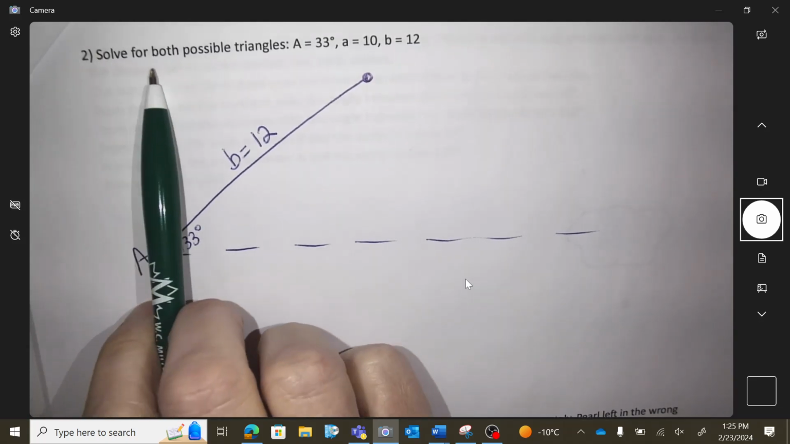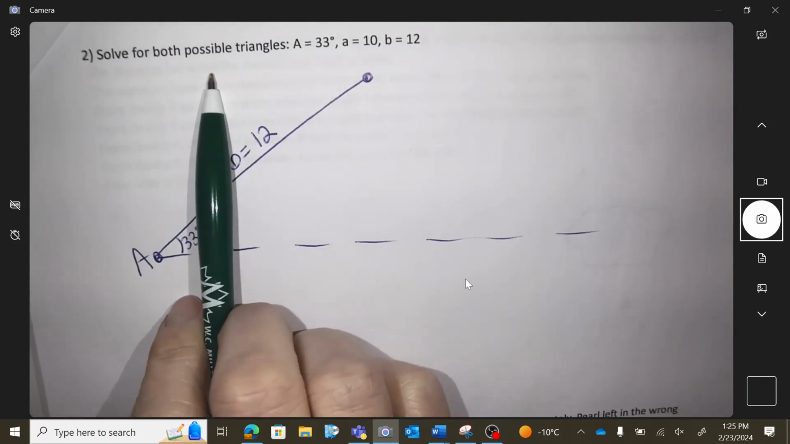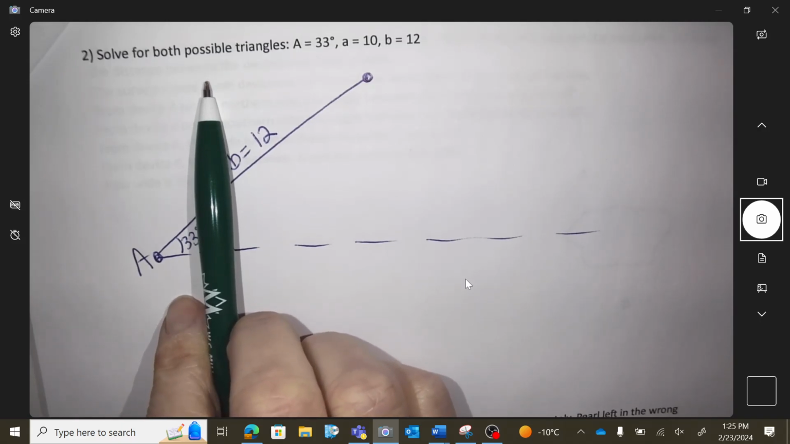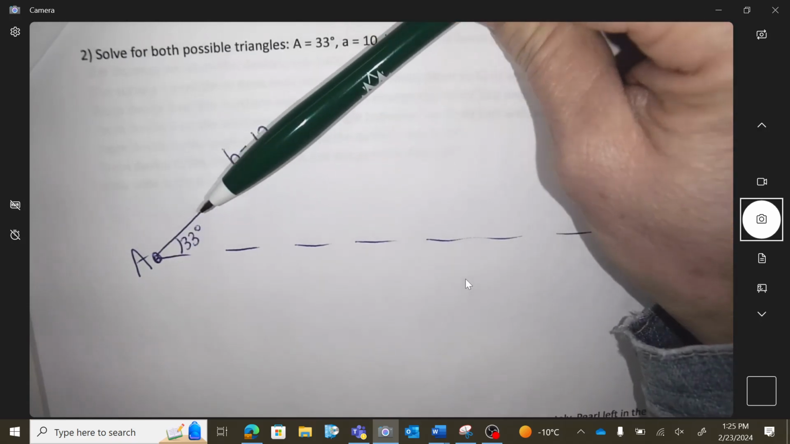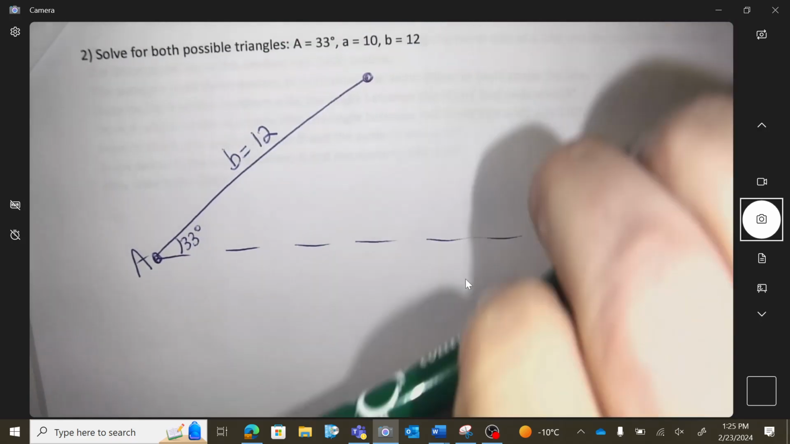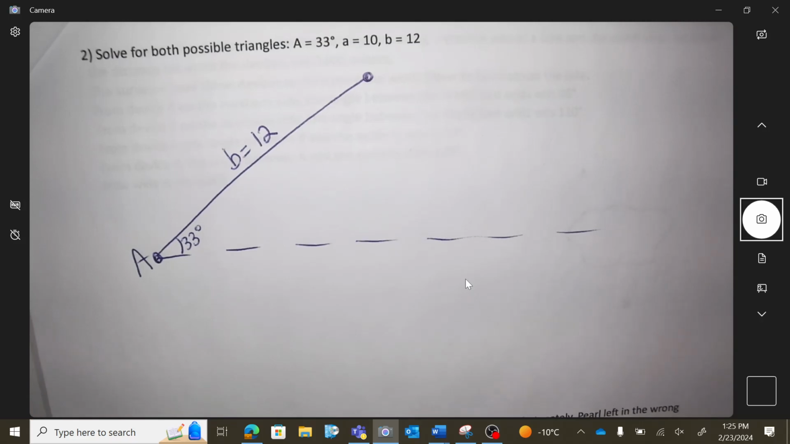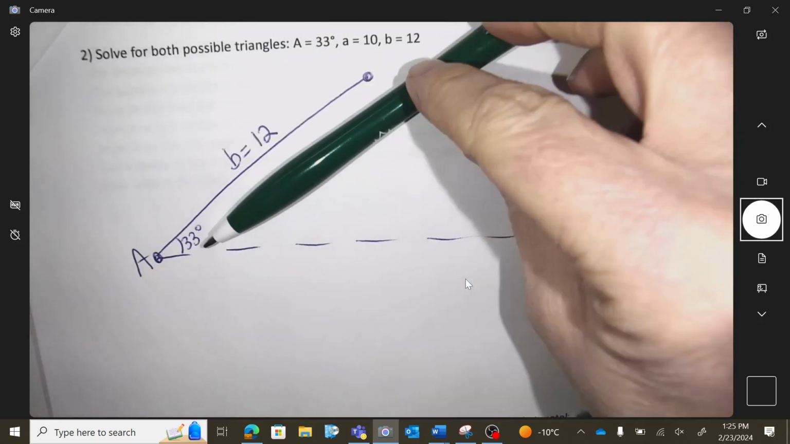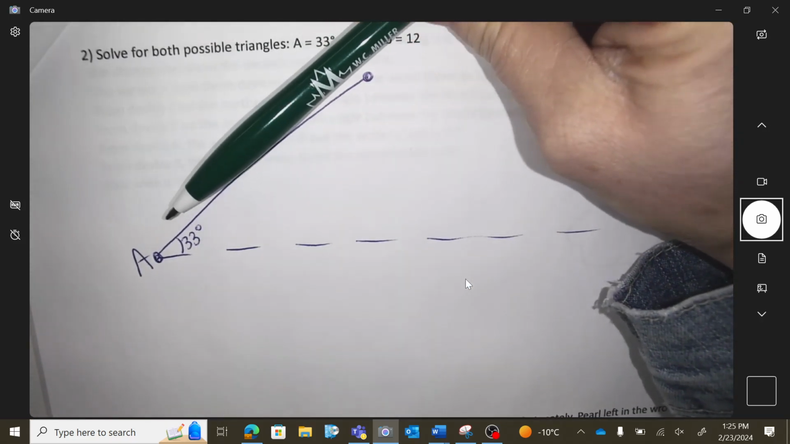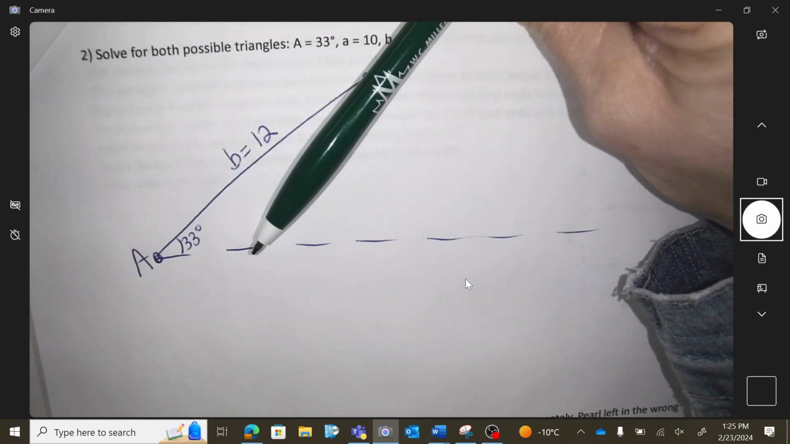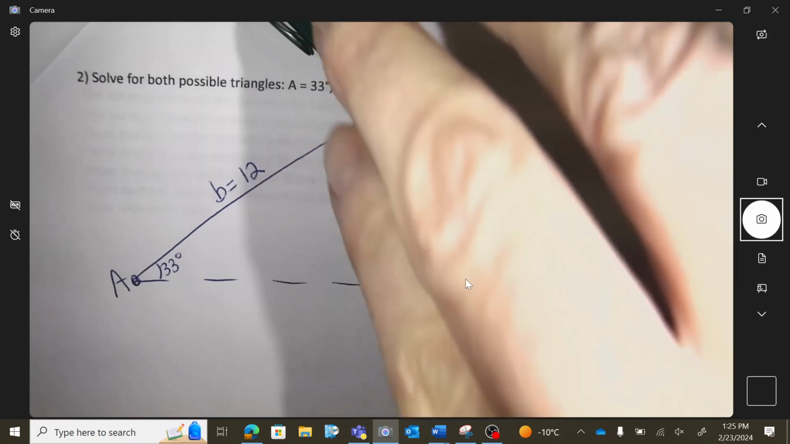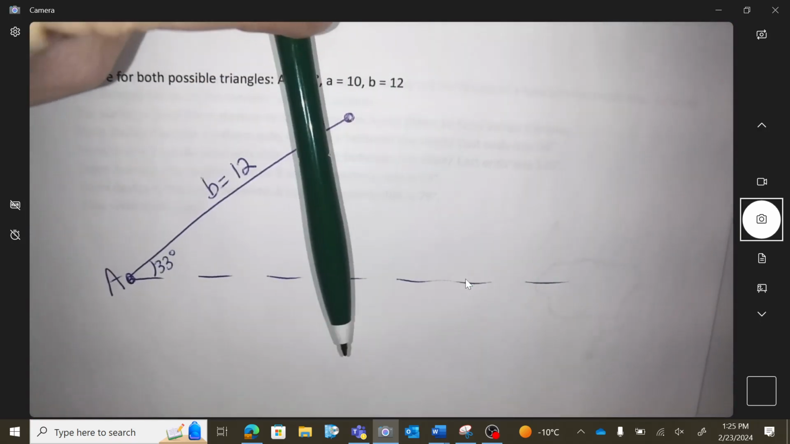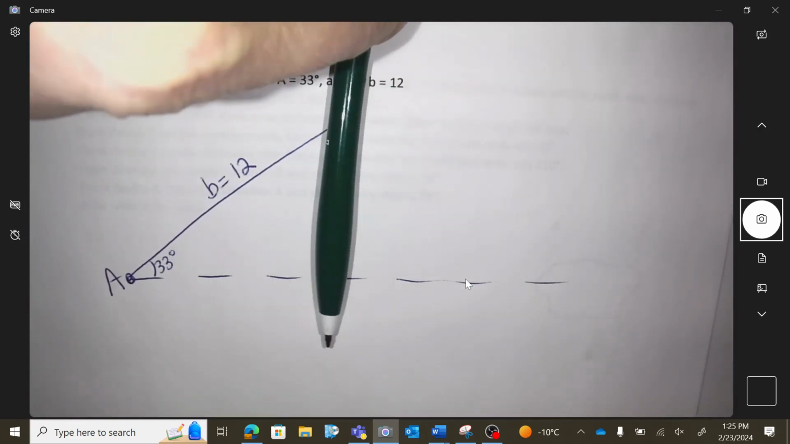Okay, solve for both possible triangles. So I'm already telling you, you don't have to do the work. There's two triangles. Okay, so can you think about 10? How do you pivot 10? Where would it make a triangle? So I might even do this. 12, so 10 could pivot here. Or if I keep pivoting, it could have been over like there. You see it? Pivot 10 could hit, or hit.